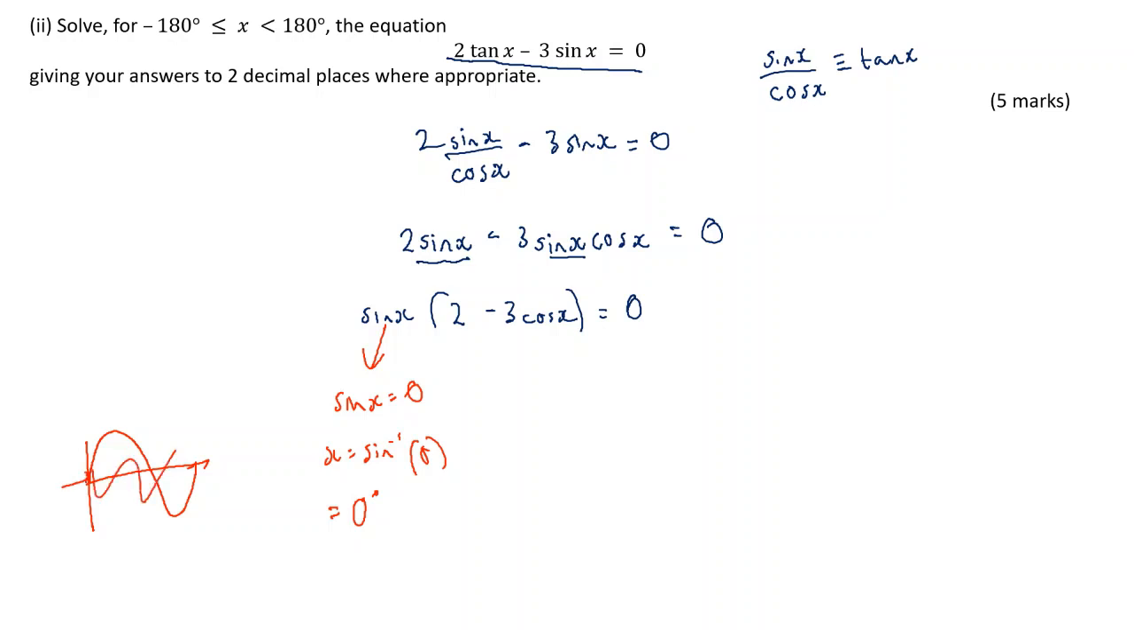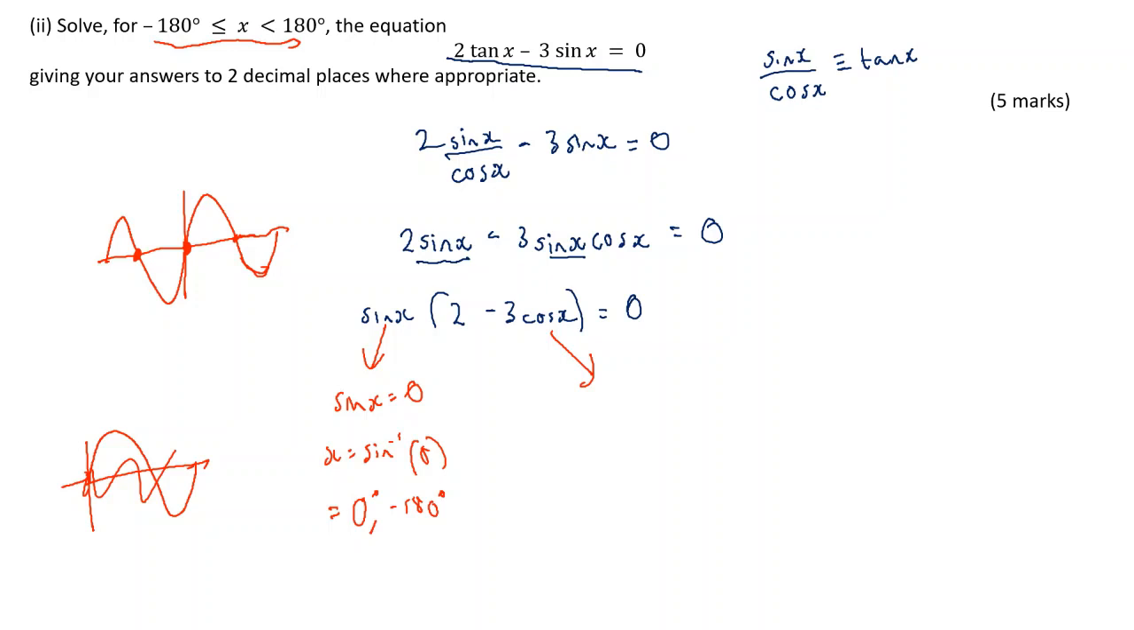Let me redraw it here. So this is my positive sine curve, like that-ish. And then my negative, like that-ish. So we've got the solution 0, which is perfect. But then we're also going to have this value here, which is negative 180 degrees. We're not going to have this value here of positive 180, because if we refer back to our original range in the question, it can be equal to negative 180, it can't be equal to 180. So those are the values for that part.